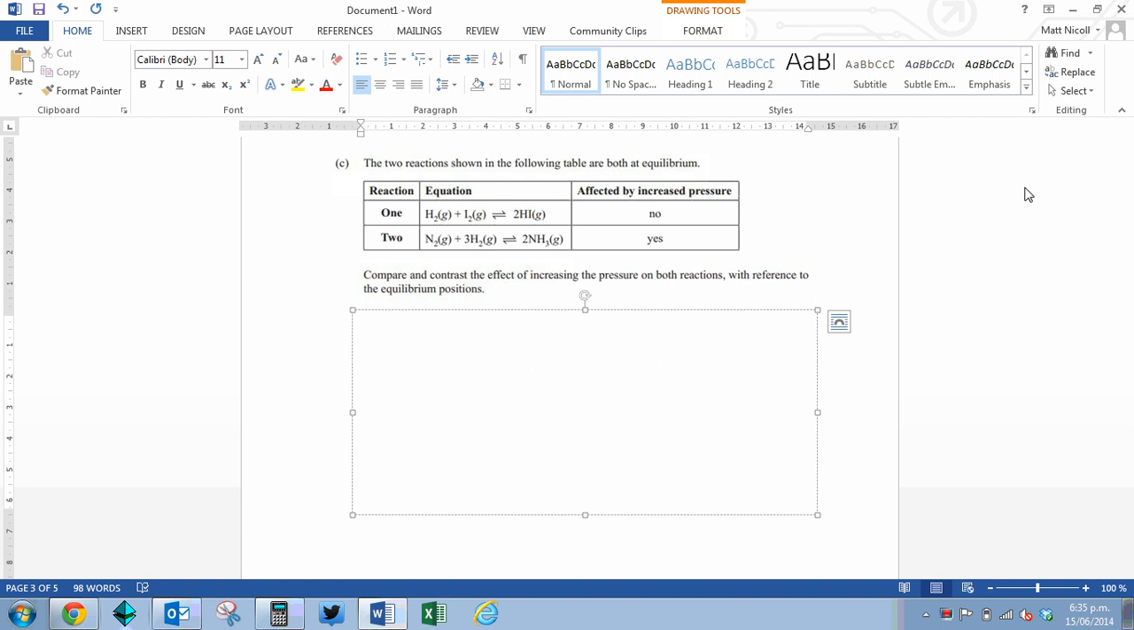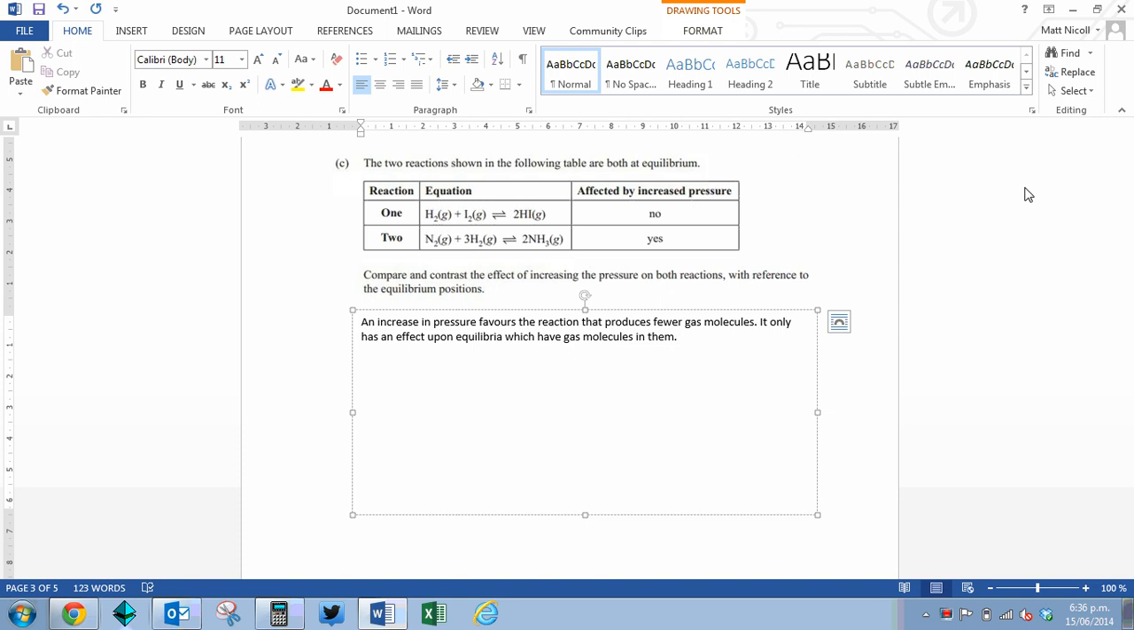So I'm going to state what pressure would do. An increase in pressure favours the reaction that produces fewer gas molecules. It only has an effect upon systems or equilibria which have gas molecules in them.